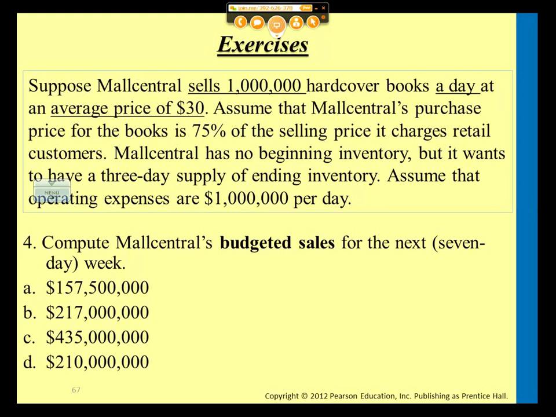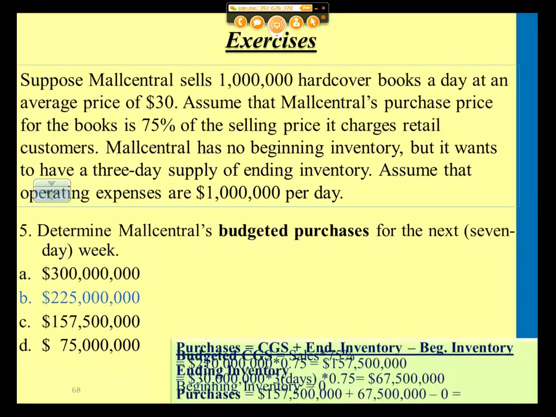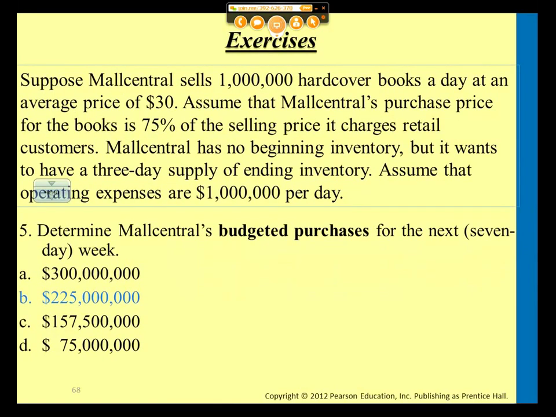So you're sitting with already open answers and you're still keeping quiet. It's like 3 points to you. Why are you sitting quiet? So 210 is the correct answer, right? What we did, we took 1 million multiplied by $30 and then by 7 because it's 7 days, right? So that's your budgeted sales. So second one.